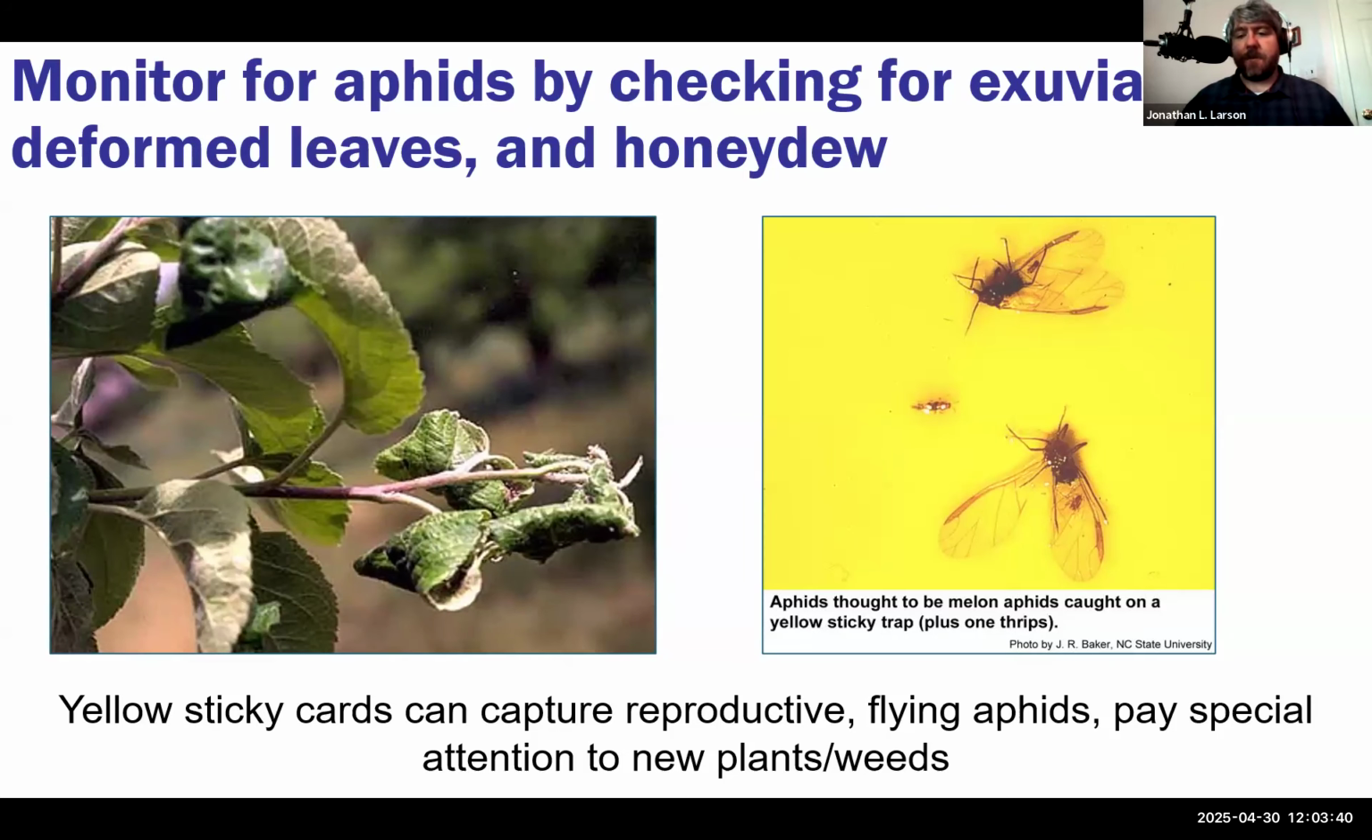I got an image here from North Carolina State showing some of those winged reproductive aphids on the yellow sticky card trap, as well as a thrips. But these are easily deployed. They're usually easy to obtain. You can put these at the same height as the tomatoes. They need to go up with the tomato as it grows. So maybe on the wire or the rope, whatever it is that you've got above them.